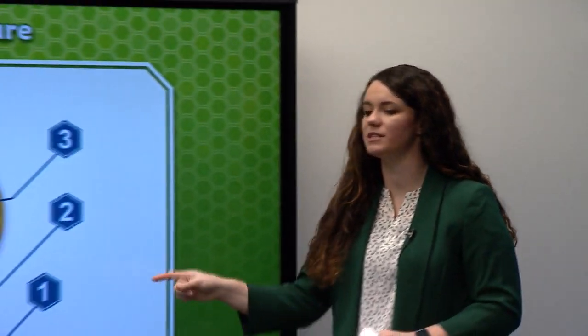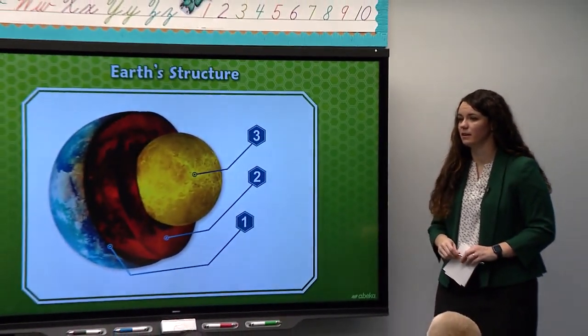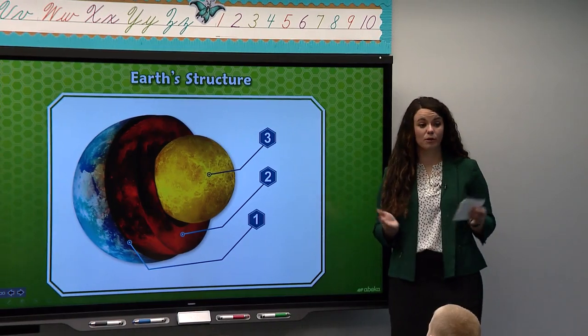Welcome to Science. Let's begin by reviewing our Earth's structure. There are three main parts that make it up. What is number one pointing to, Adrian? The crust. The crust is the outer portion of our Earth.